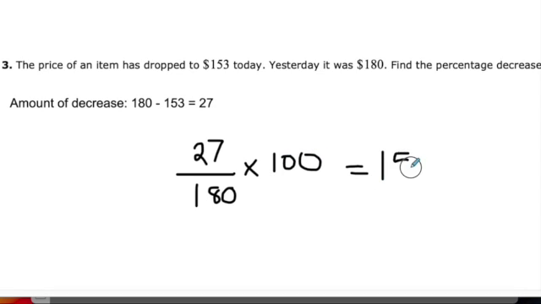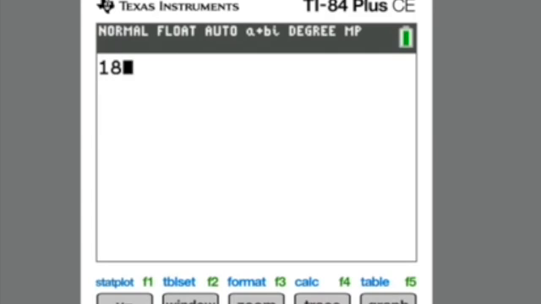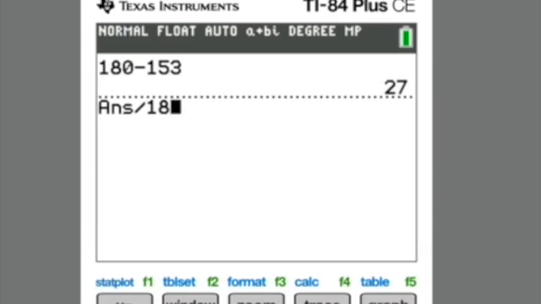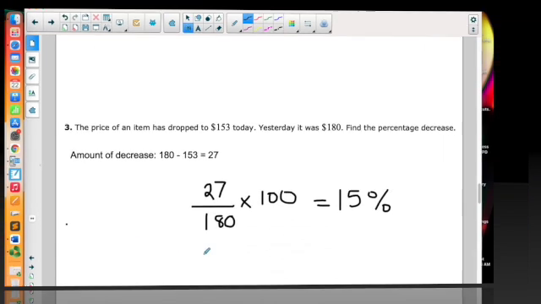If you don't believe me, let me show you quickly in the calculator. Again, 180 minus 153, first step. Second step, divide that number by 180. Now at this point you have the percent written as a decimal, which you could easily convert by moving the decimal 2 places to the right, or you could do the final step, which is to multiply by 100, because percent means per 100. 15%. And that's it.